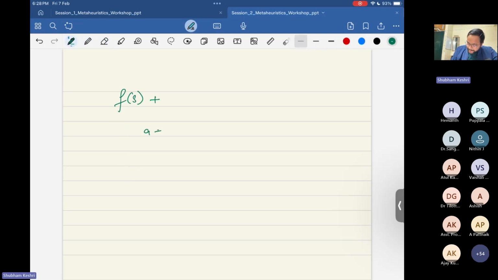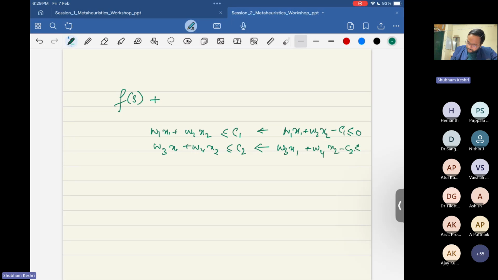Suppose there are two constraints: w1 x1 plus w2 x2 is less than or equal to c1, and w3 x1 plus w4 x2 is less than or equal to c2. I'm writing the first constraint as w1 x1 plus w2 x2 minus c1 is less than or equal to 0, and the second as w3 x1 plus w4 x2 minus c2 is less than or equal to 0. The same thing, I'm just bringing c1 to this side. This constraint is H1 and this constraint is H2.